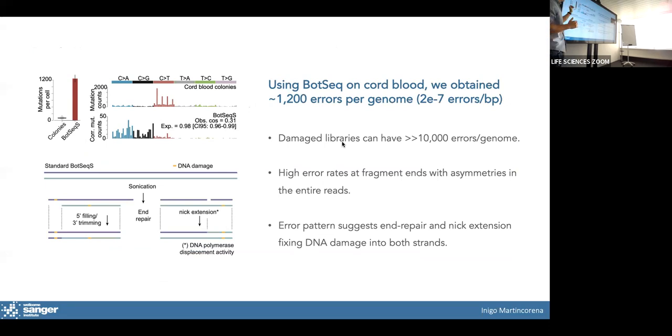And what we got were over 1,000 errors per cell, or per genome equivalent. And we found that if the DNA was slightly damaged, you could have much more than 10,000 errors per cell. So when you want to detect just 50 real mutations per cell, having 10,000 errors is not good. So there was clearly a problem with duplex sequencing.